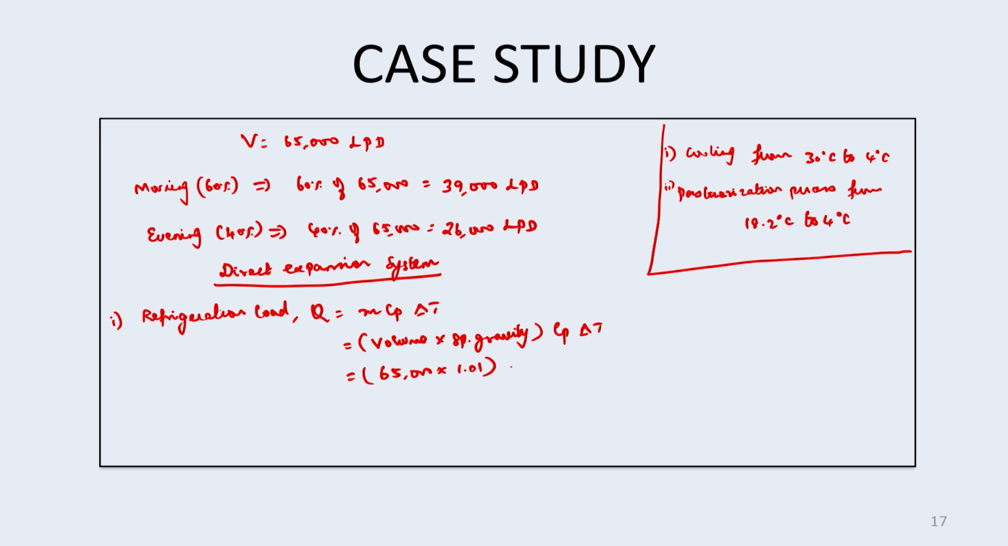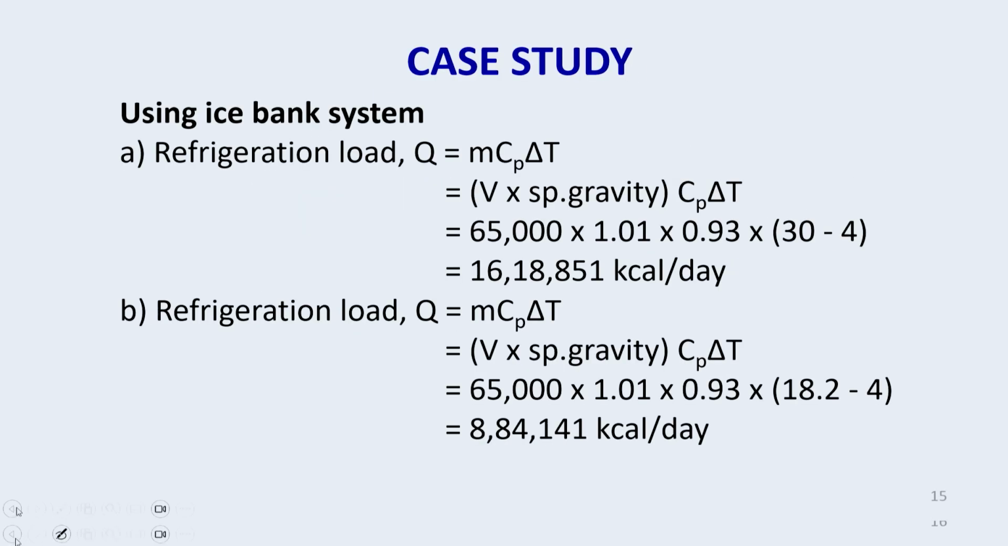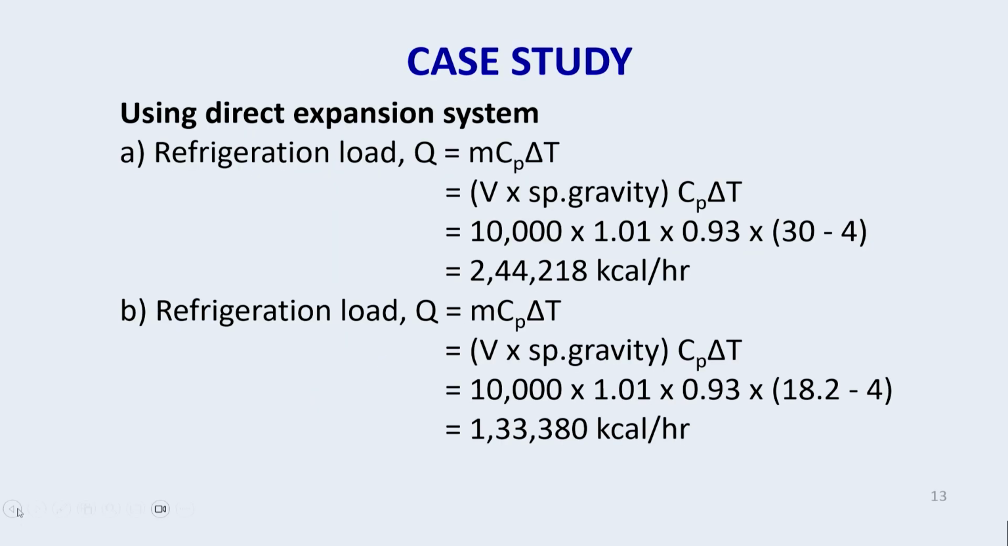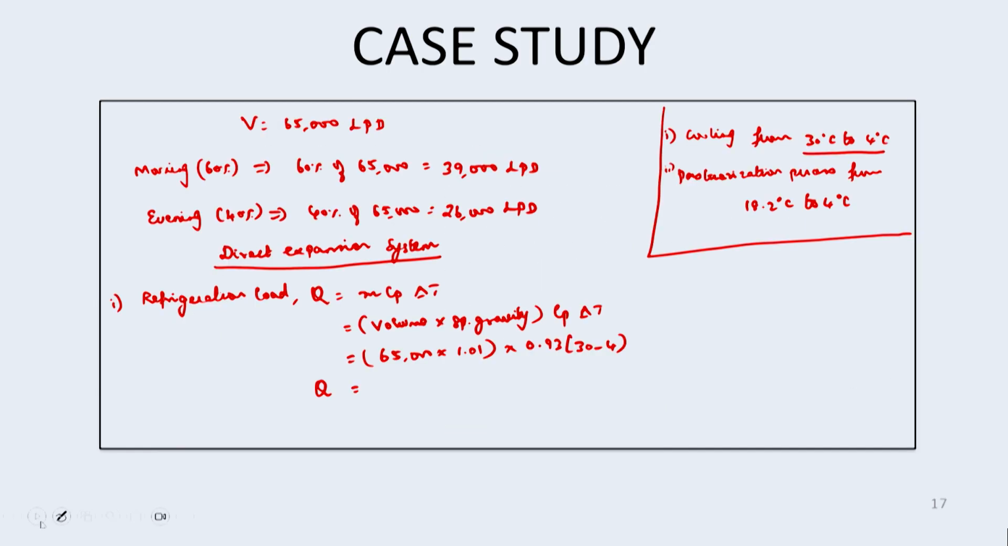1.01 into the Cp value. I will substitute directly, 0.93. This is the Cp value, and this is the specific gravity. Delta T is cooling from 30 to 4, so that is 30 minus 4. I calculated it in kilocalories per hour, and it comes to 2,44,218.